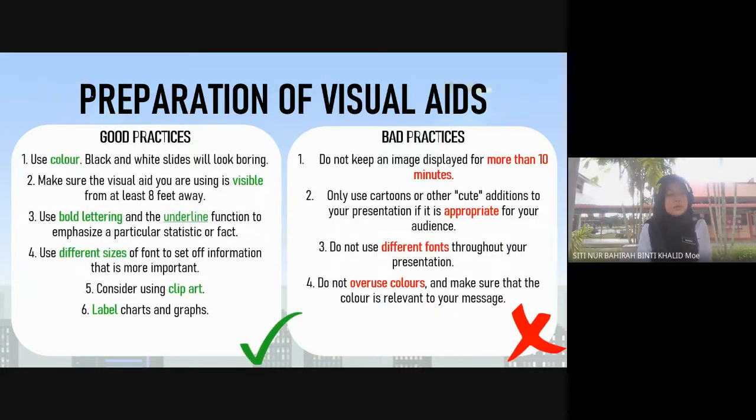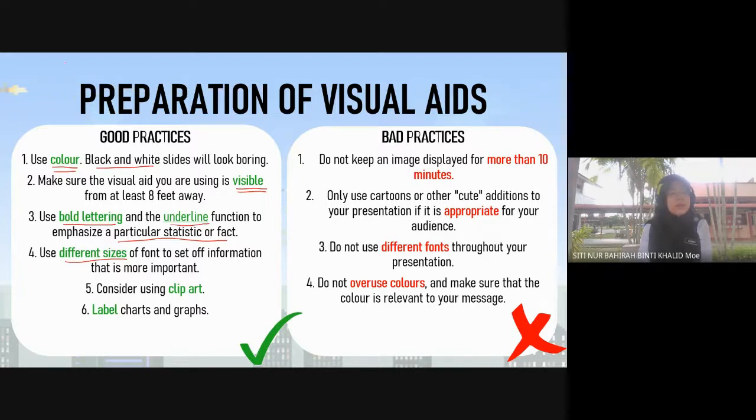So good practices, for example, number one, is to use color. Why? Because black and white slides are boring. So for example, in my slides, I use different colors to represent different meanings. And then you have to make sure the visual aid that you prepare is visible. So that means your audience has to be able to actually see it. And you have to use bold lettering or the underline function when you want to emphasize certain statistics or facts. You can also use different sizes of font to set off information based on the importance.